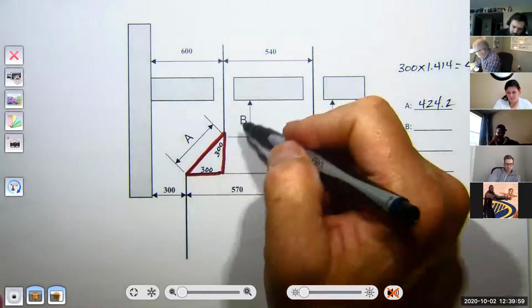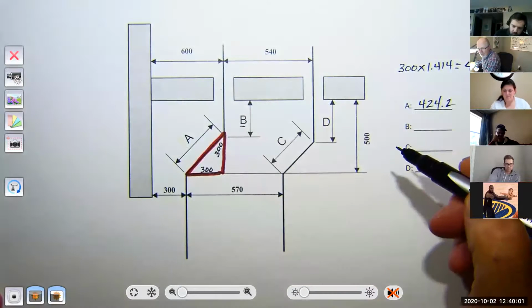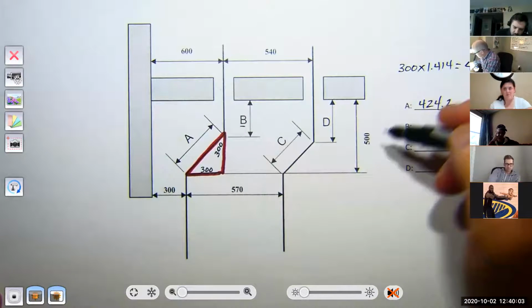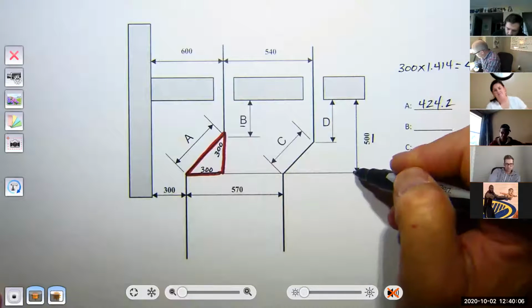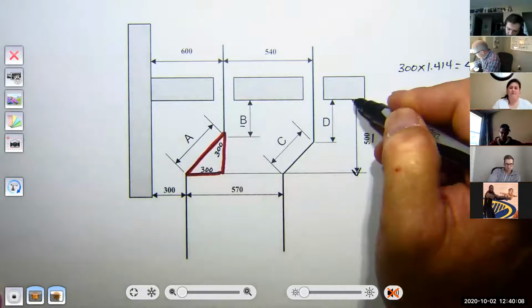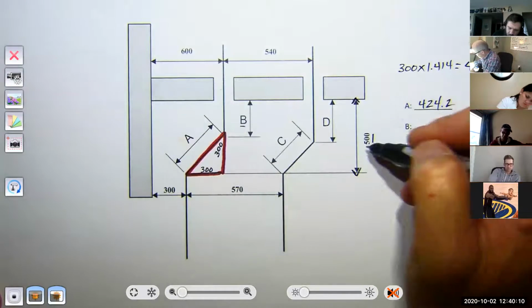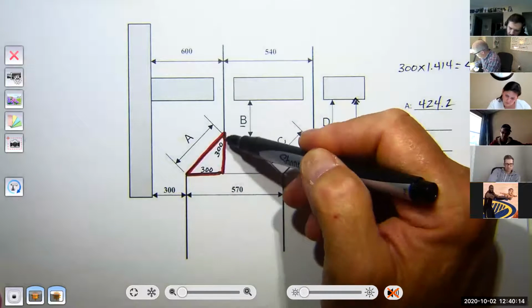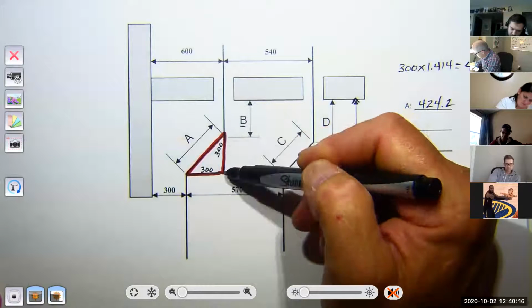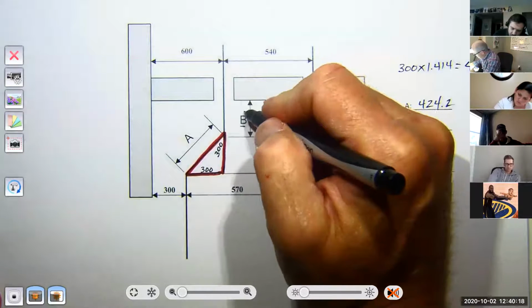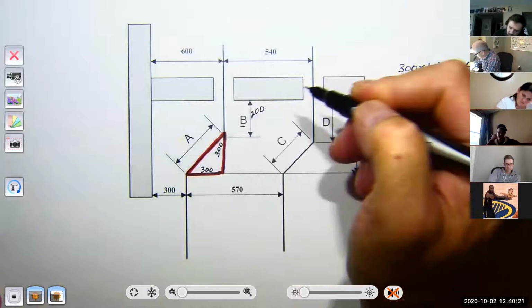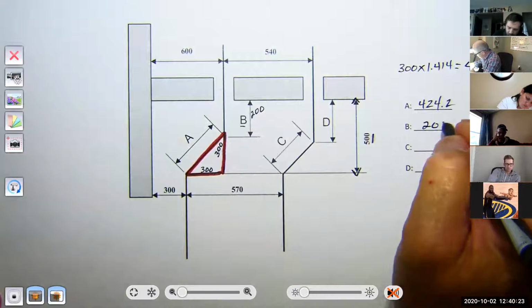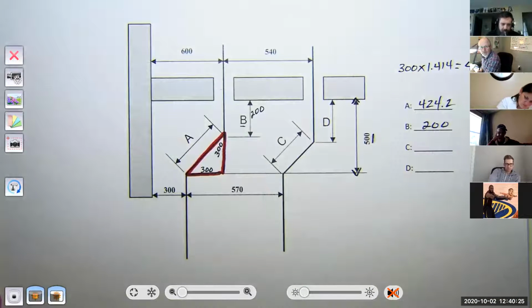Now, B, I want to get B on this next one. Can you see the 500 over here from this line to there? 500. And if this is 300, that makes B 200. There, B's done.